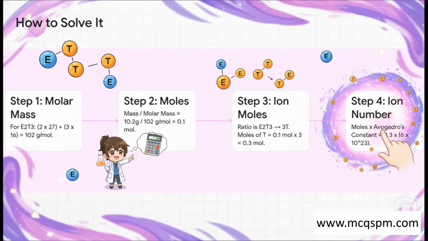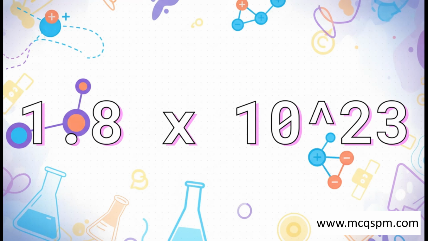Now for step 3, and this is the really important part. Look at the formula, E2T3. This tells you that for every 1 unit of the compound, there are 3 T ions. So we simply multiply our moles of the compound by 3. That's 0.1 times 3, which gives us 0.3 moles of T ions. Finally, to get the actual number of ions, we just multiply the moles of ions by Avogadro's constant. And that gives us our final answer, 1.8 times 10 to the power of 23. See? By following those steps, you can solve any question just like this one.